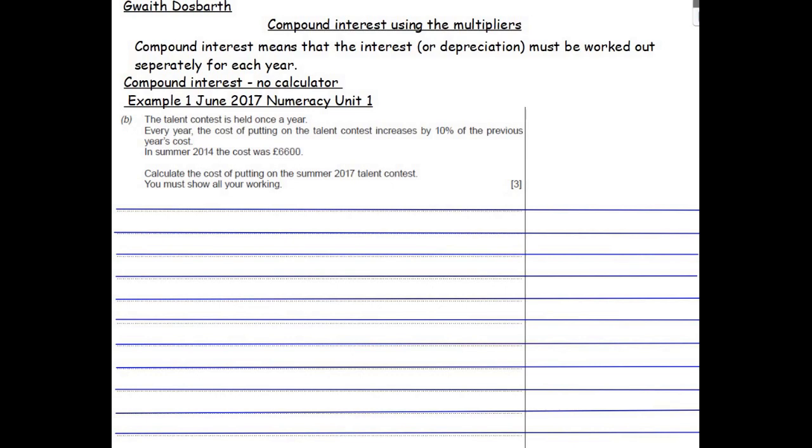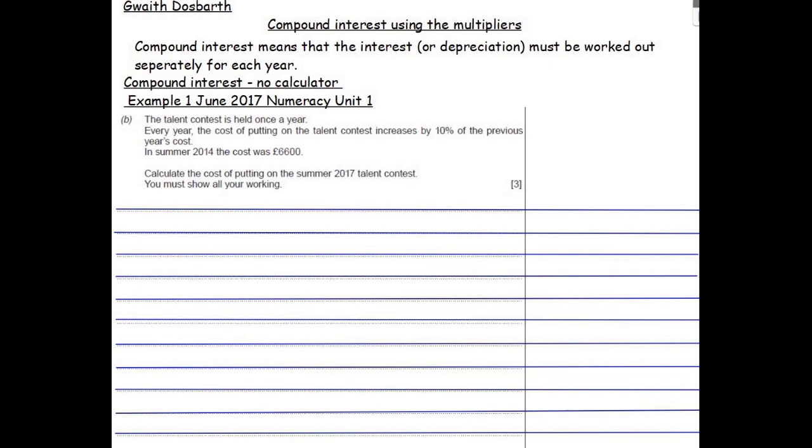Hi everyone. In this lesson we're going to be looking at compound interest, but when you can use multipliers to find the compound interest. So this is when you are allowed a calculator. So in your GCSE this would be for when you have a Unit 2 question. And I know that you have done a lesson on simple and compound interest where you don't have a calculator.